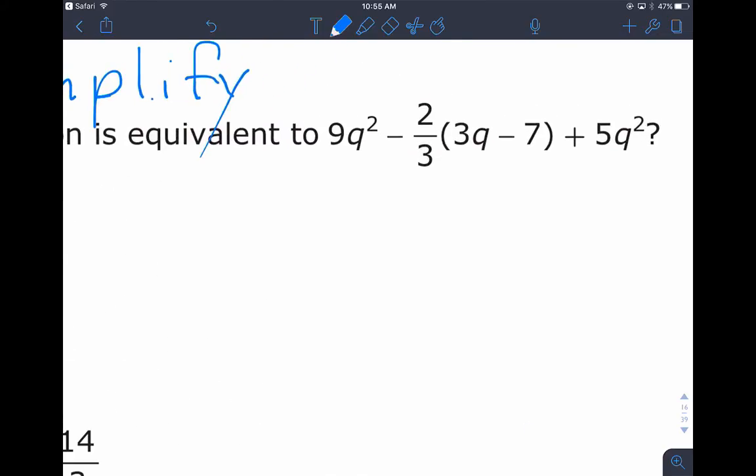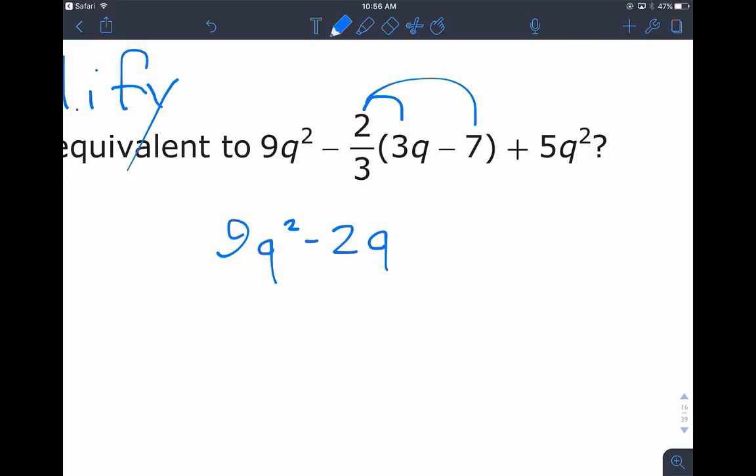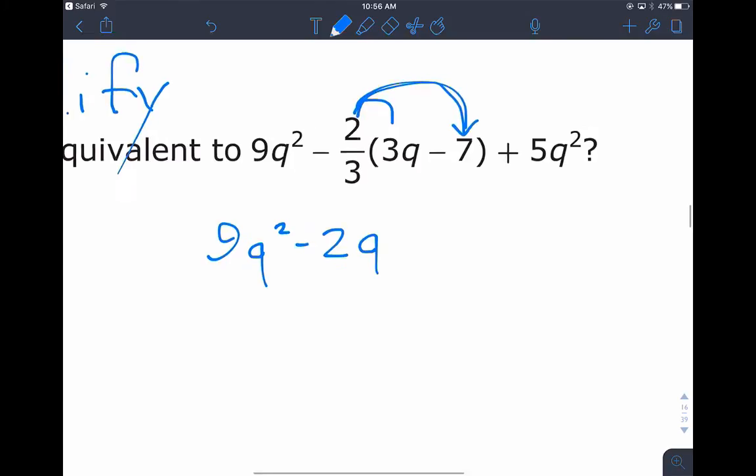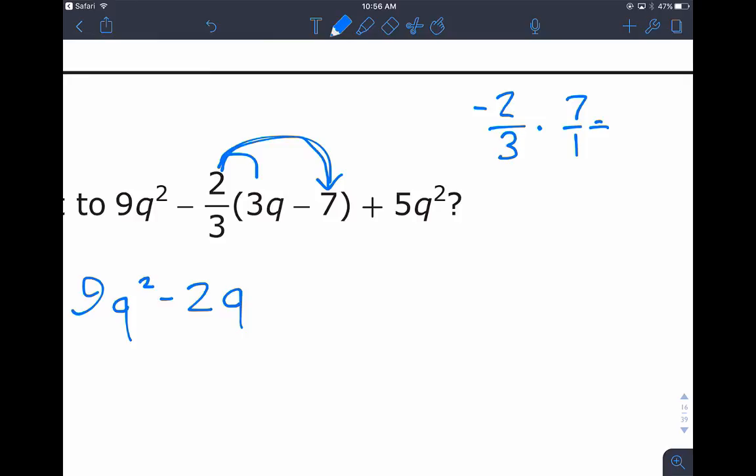We do have a set of parentheses, and we got something outside the set of parentheses. Okay, so that means we got to distribute that. So you're going to have 9q squared minus 2/3 of 3. 2/3 of 3 is just 2, so I'm going to say 2q. Just kind of did that in my head. You can use your calculator if you need. Now you got to go 2/3 times 7. I'm going to do some scratch work over here off to the side. 2/3 times 7, and you can use your calculator if you want. When you multiply that, it'll be -14 over 3. Okay, but actually in this case here is a -7, so actually it should have been +14 over 3.